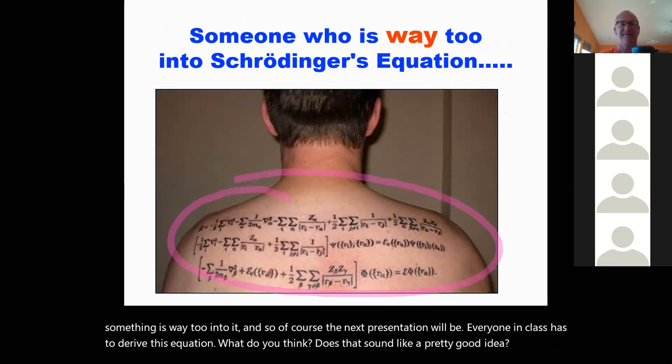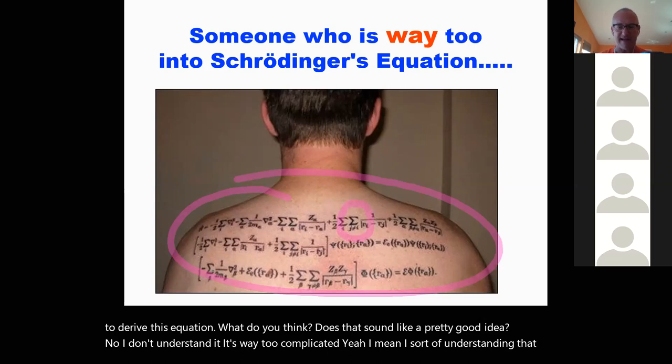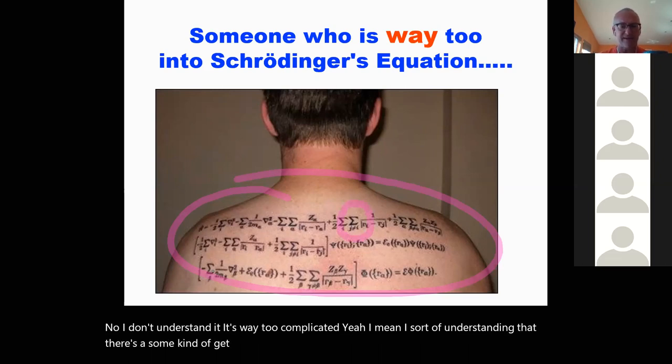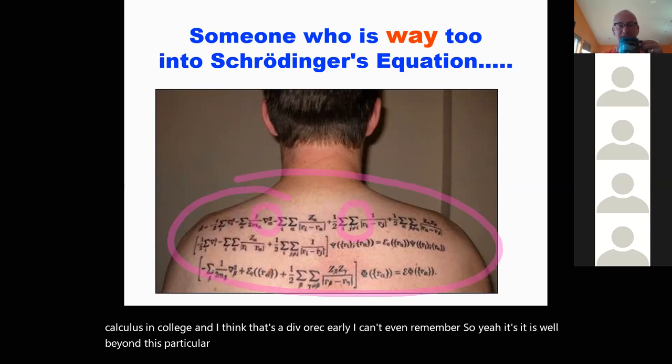No. I don't understand it. It's way too complicated. Yeah, I sort of understand. I mean, that is a sum. I kind of get that. But yeah, the rest of it is just, I took like second year calculus in college. And I think that's a div or a curl. I can't even remember. So yeah, it is well beyond this particular class. That's like for graduate school in physics, that sort of thing.